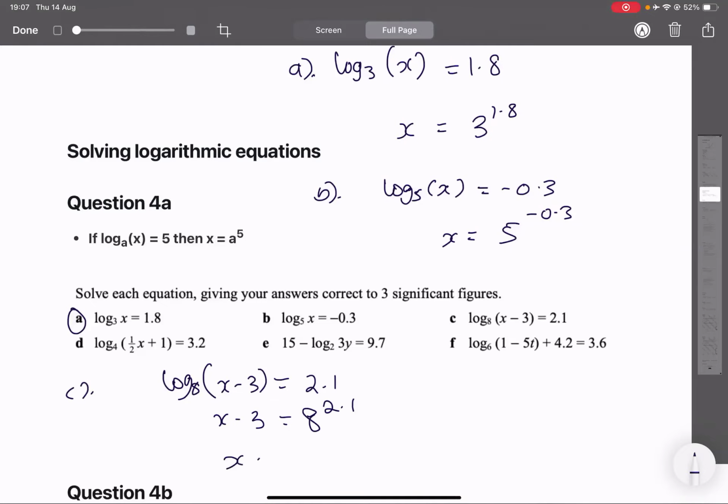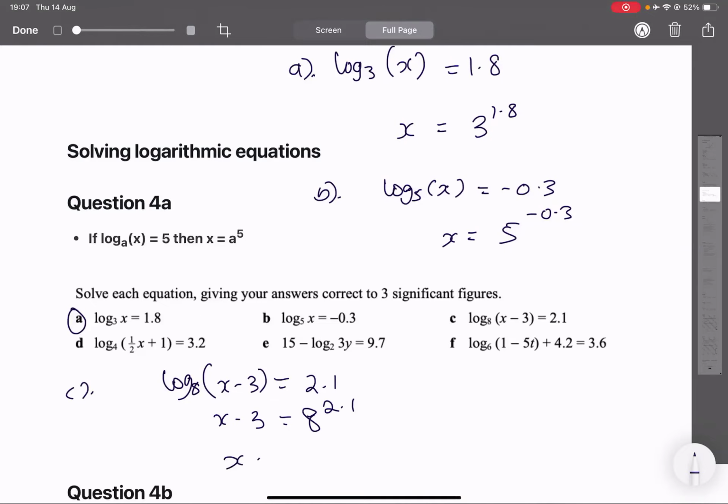Yeah, perfect. Could you try D, E, and F by yourself? And then we'll go through the answers together. Okay. Let's go through them. So I'll go through the first one. You can just check if you've done it correctly.